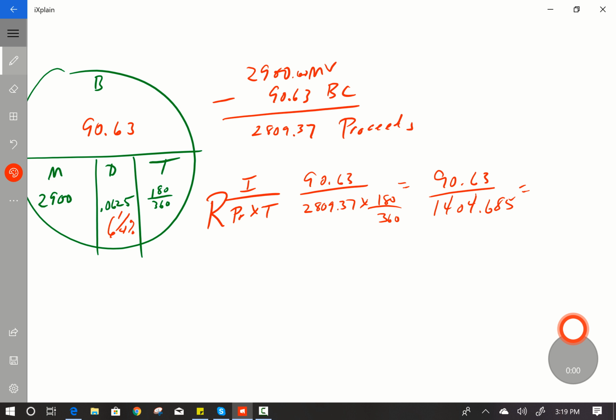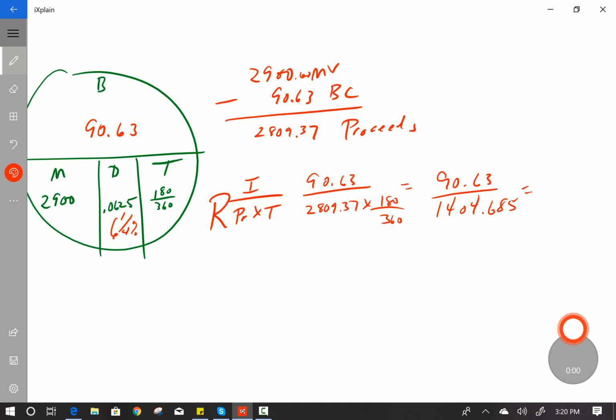Now I'm going to clear the calculator. 90.63 divided by 1404.685, and that equals 0.0645 or 6.45% after you move the decimal point 2 places to the right. So the real effective rate, which this question was not asking, I just want to show you that the effective rate is actually a little bit higher than the stated rate of 6.25. Okay, now let's go ahead and move on down to numbers 3 and 4.